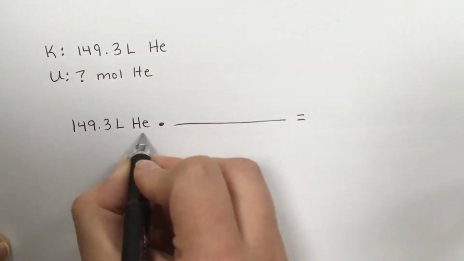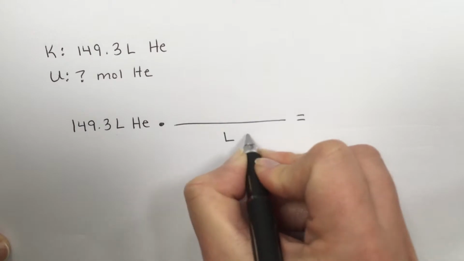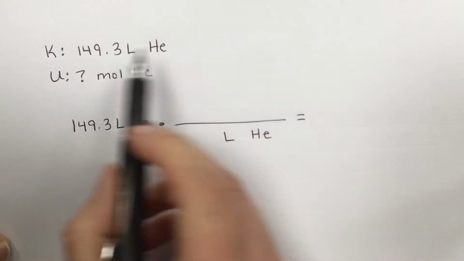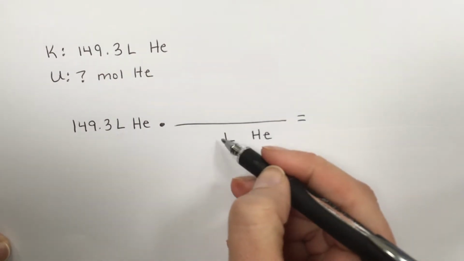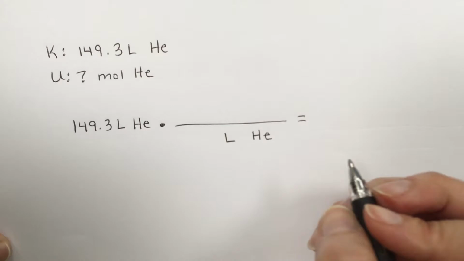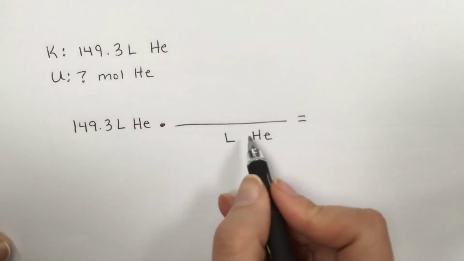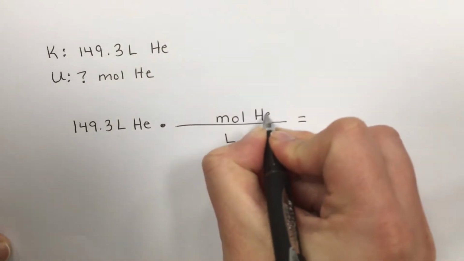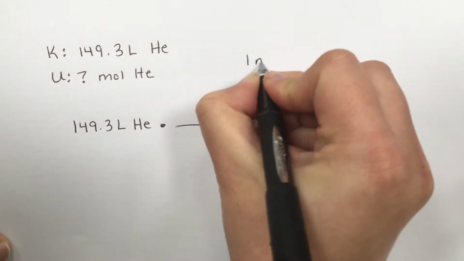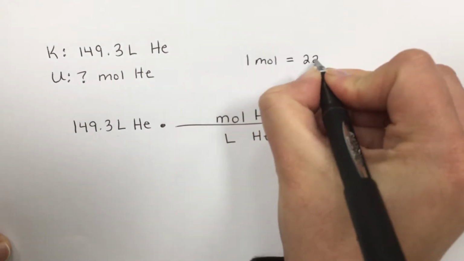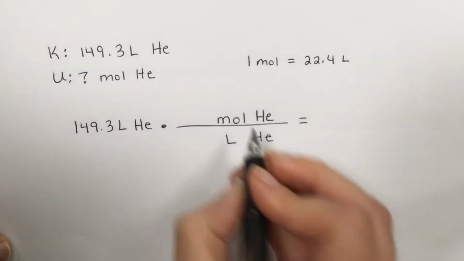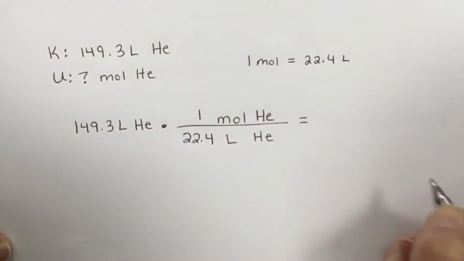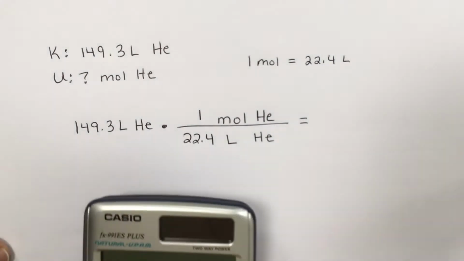So remember, what's here must go here. So liters of helium. And then up here, since we have a conversion from moles to liters, we're just going to go straight to our unknown. This doesn't have to be a two-step problem because we have the conversion factor from moles to liters. And it's actually quite simple. So just like in the slide before, for every 1 mole, it's 22.4 liters. So this is our conversion factor. 1 mole, 22.4 liters.